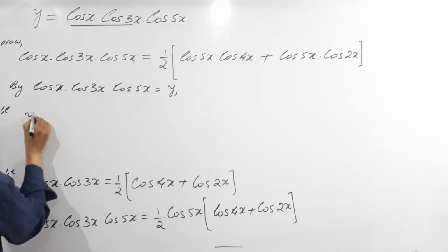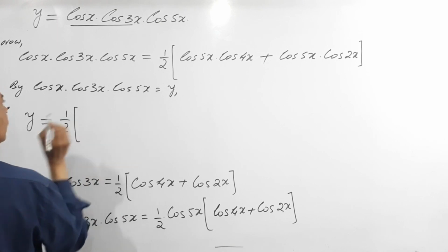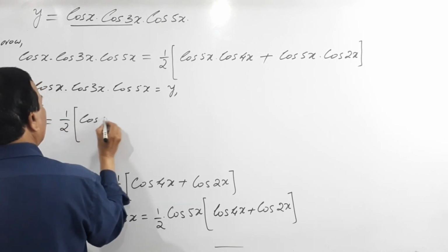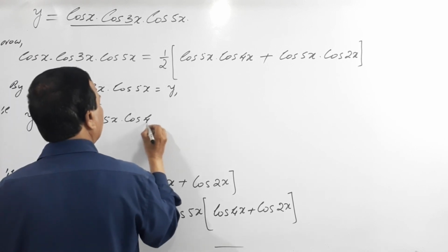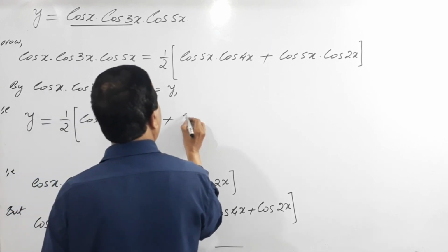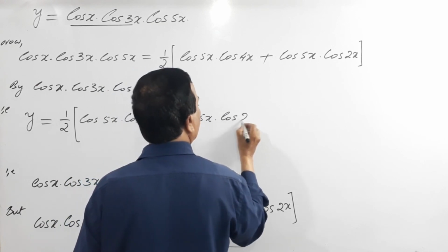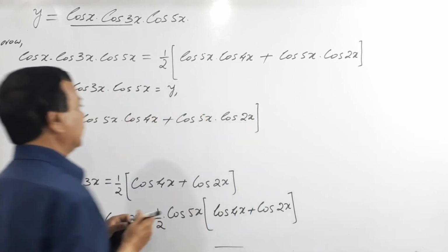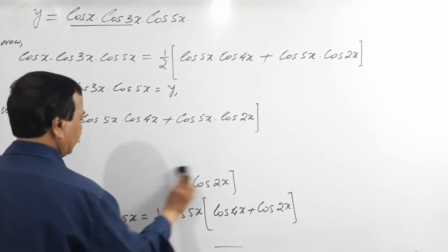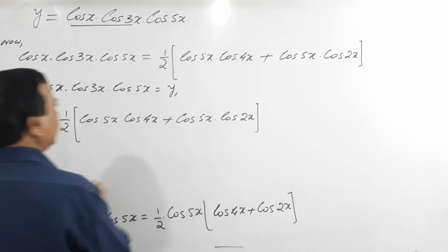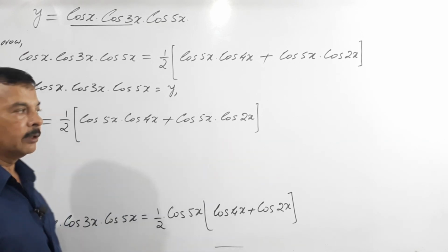That is, y equals half of cos 5x into cos 4x plus cos 5x into cos 2x. This is of type cos A into cos B plus cos A into cos B.